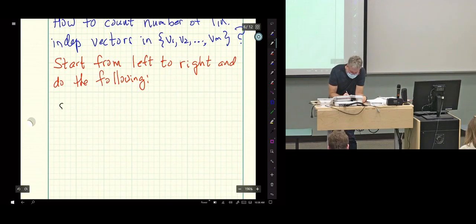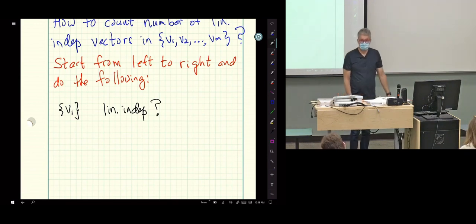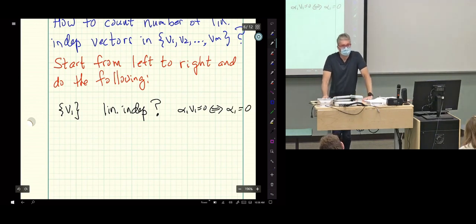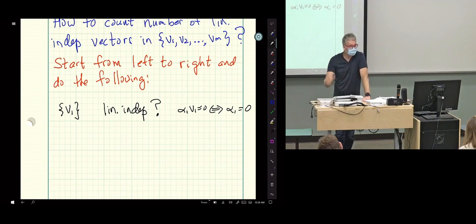Okay, so let's just consider the set consisting of the single vector V1. Is this linearly independent? What does that mean? It means alpha 1 V1 equals 0 if and only if alpha 1 equals 0. So I need your help. What's the condition on V1 such that the only solution to that equation is alpha 1 equals 0?